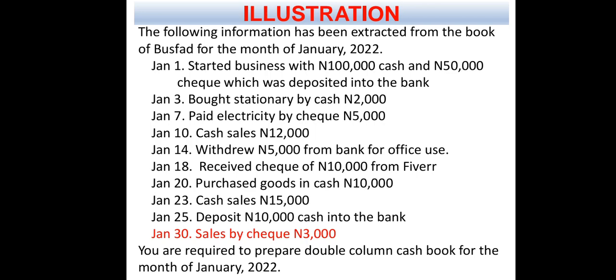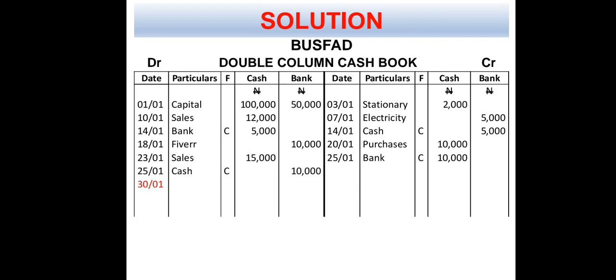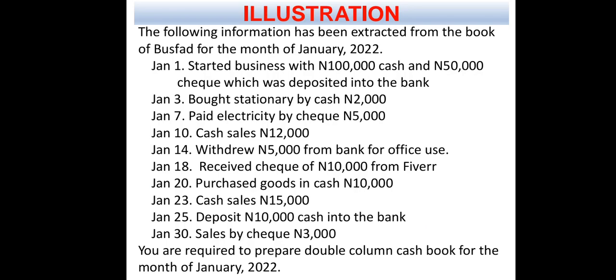So on January 30, sales by cheque 3,000, that means we are receiving money into the bank for sales, 3,000. That means the cash book will be debited under bank. So 30th of January, sales 3,000 naira. So that is all the transactions we had. There's no other transaction.